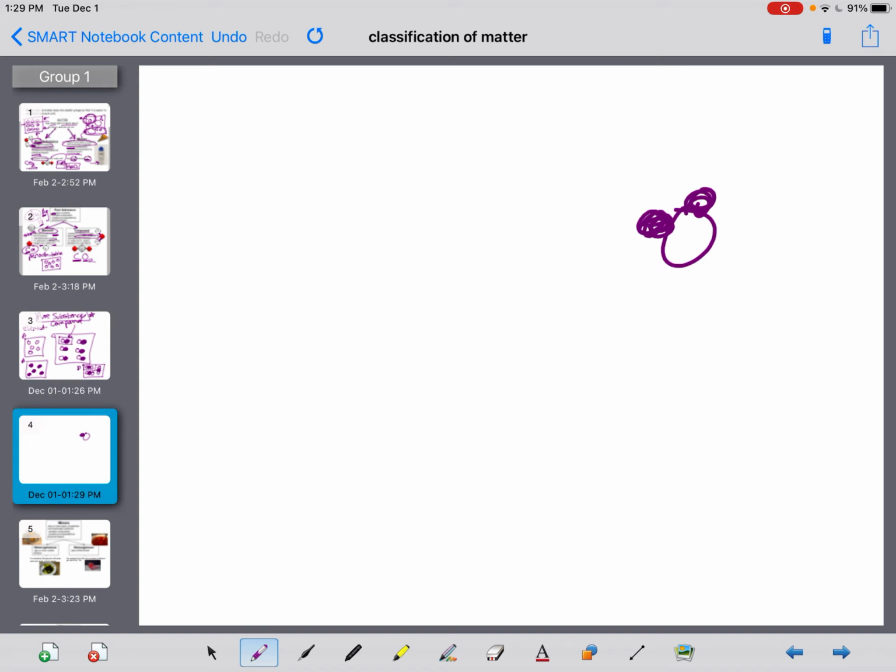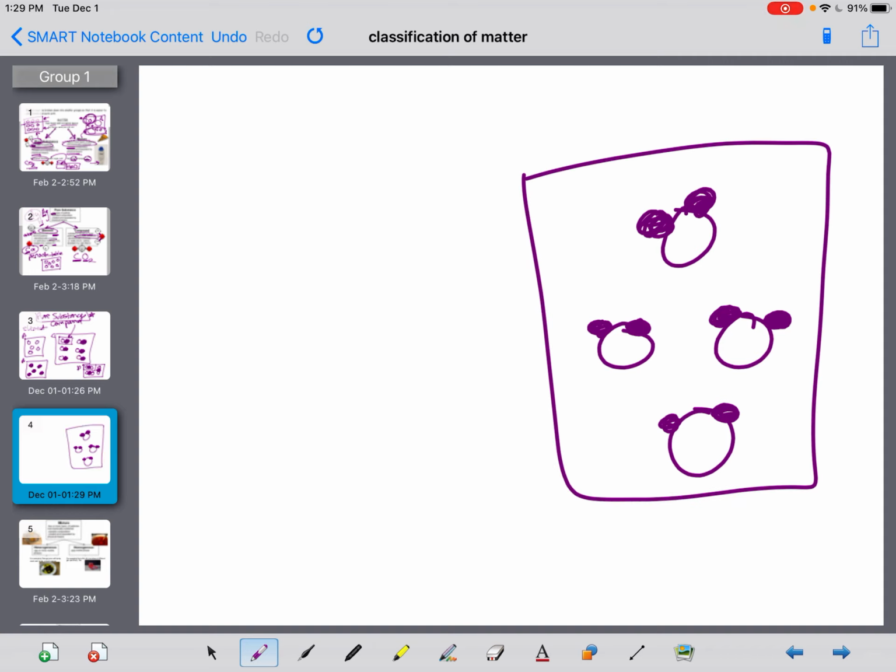Right? So here's another example. They don't have to be the same size or shape or color, but they have to be actually connected, right? So again, this is a pure substance because they're all the same, and they can be twisted around too. They don't have to be in the same direction.